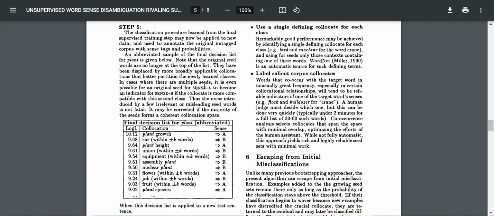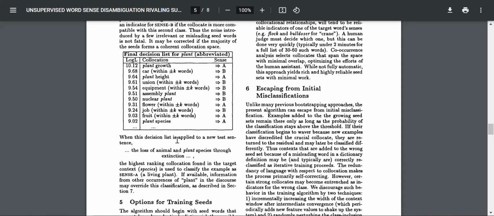In cases where there are multiple seeds, it is even possible for an original seed for sense A to become an indicator for sense B if the collocate is more compatible with the second class. Thus, the noise introduced by a few irrelevant or misleading seed words is not fatal. It may be corrected if the majority of the seeds form a coherent collocation space. So you can see it is no longer what we saw earlier, and these are not the seeds which we initially fed, but this is what the algorithm has learned.